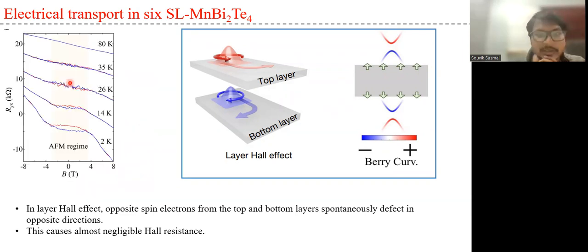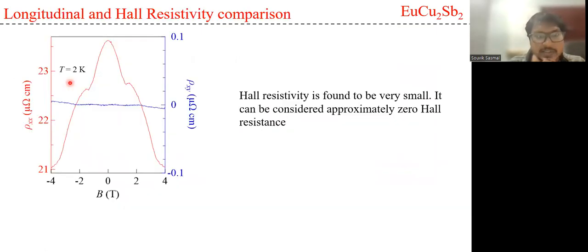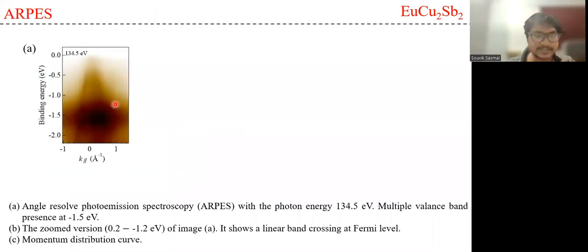So coming back to our case, we were also thinking that in our case too, some kind of spin moment and band topology leads to the observation of this negligible Hall resistance, kind of a cancellation of the surface states against each other.